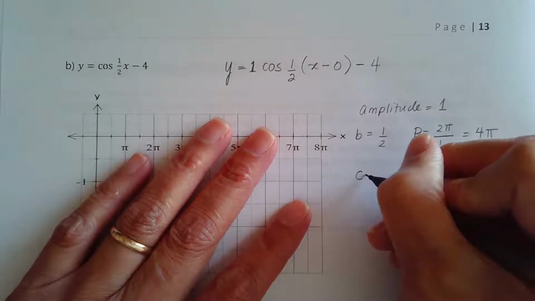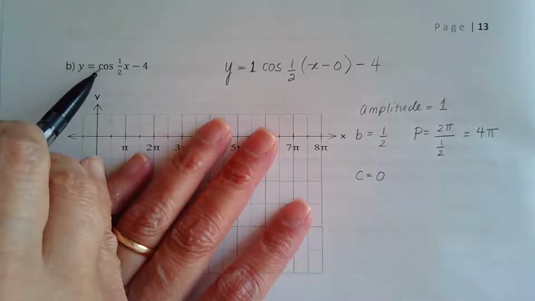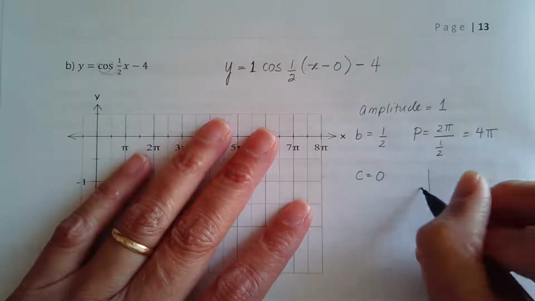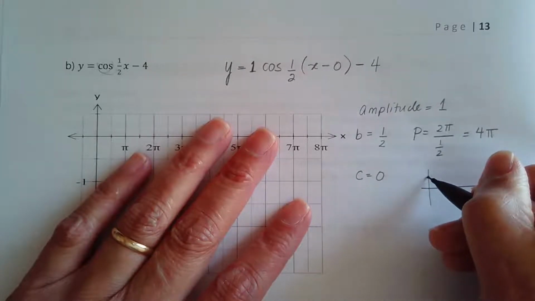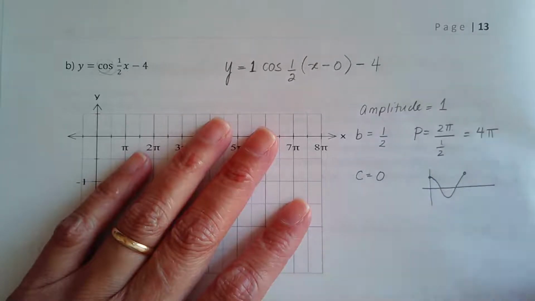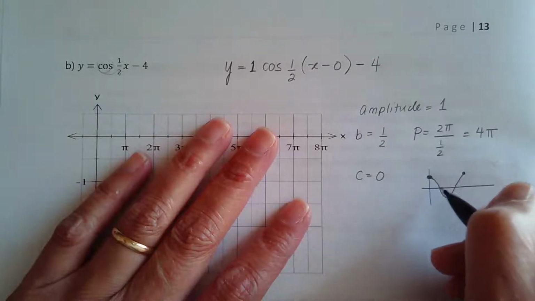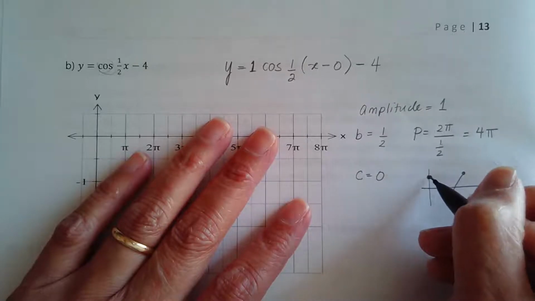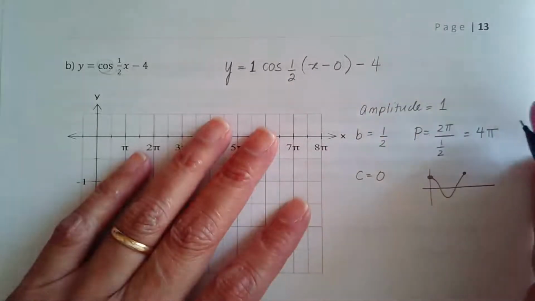C is our phase shift. That means 0. Now, you've got to take a look at this one. We're talking about a cosine function. What does a cosine function look like? A cosine function looks like this. Maximum, another maximum. Okay, so the starting point is supposed to be at (0, 1). So starting at (0, 1) right there.